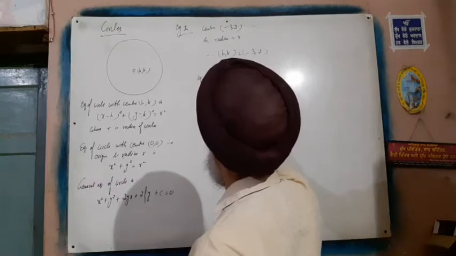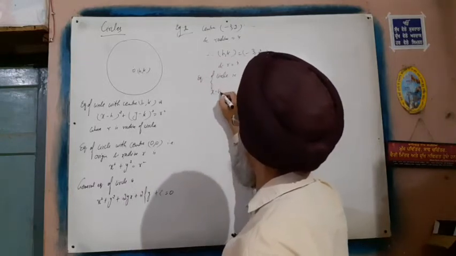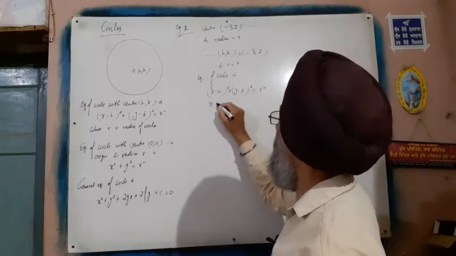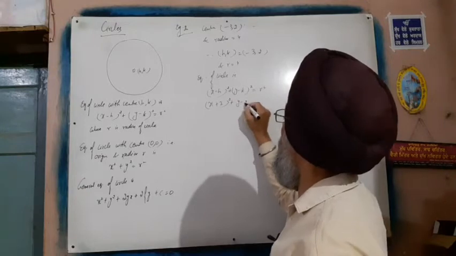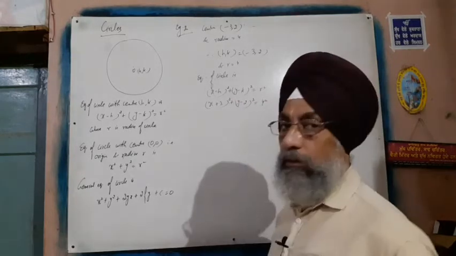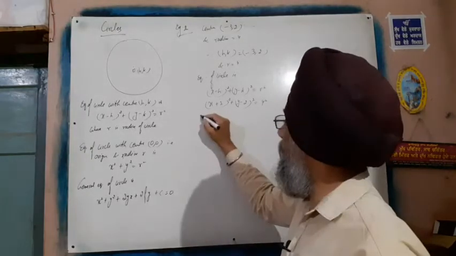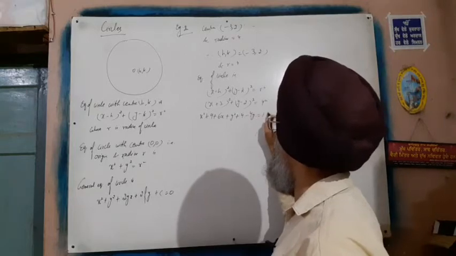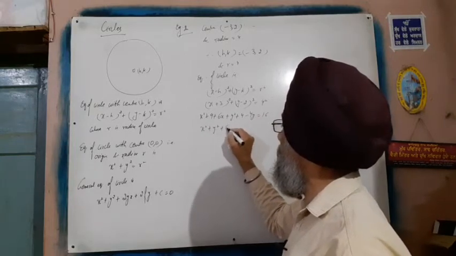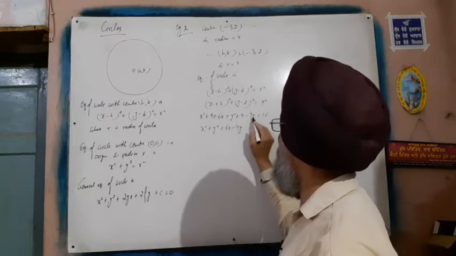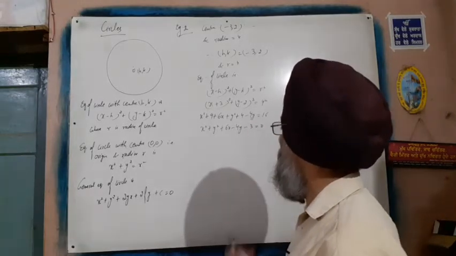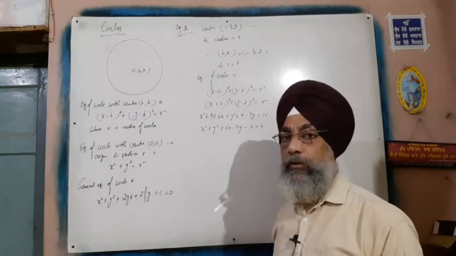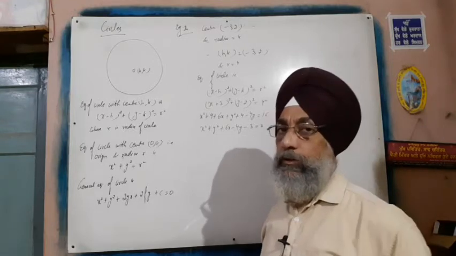The equation of the circle is (x minus h) whole square plus (y minus k) whole square is equal to r square, that is (x minus minus 3, that is x plus 3) whole square plus (y minus 2) whole square is equal to the square of 4. You can expand it: x square plus 9 plus 6x plus y square plus 4 minus 4y is equal to 16. So x square plus y square plus 6x minus 4y minus 3 is equal to 0, which is of the same form as x square plus y square plus 2gx plus 2fy plus c is equal to 0. That is the general equation of the circle.